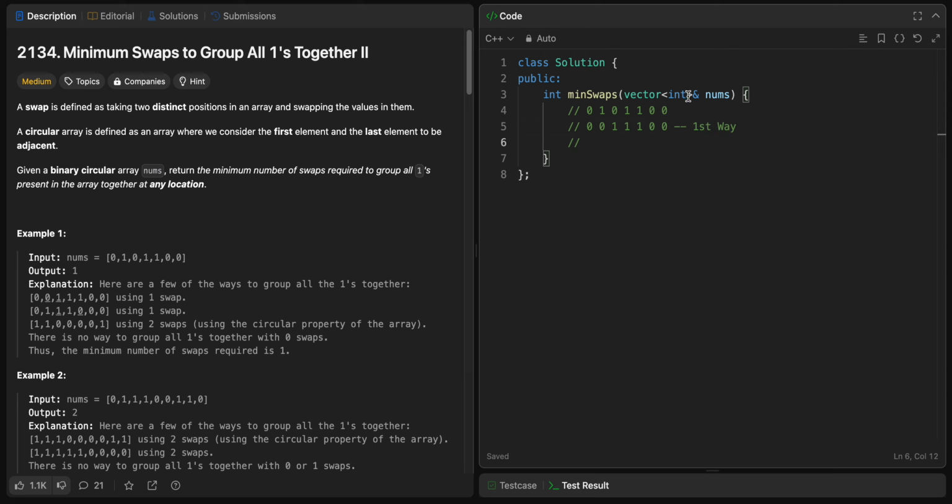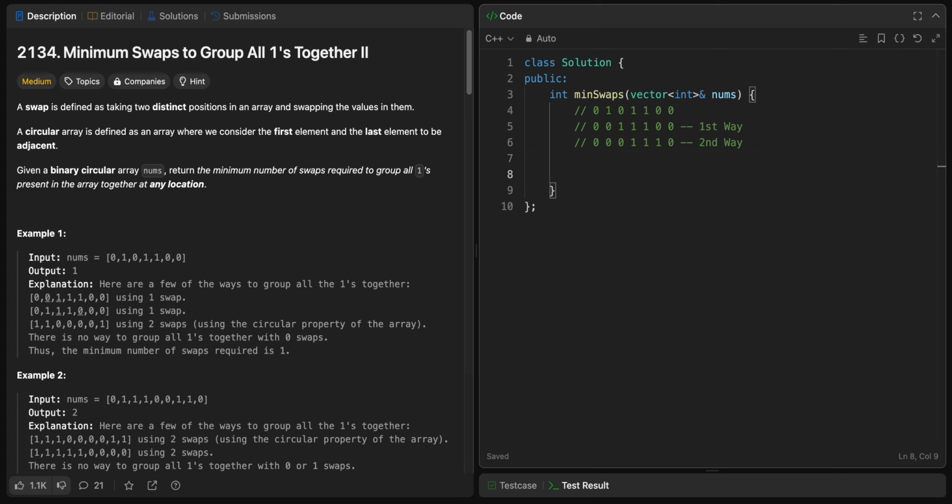In a second way, we could swap this 1 with this 0, because a swap is defined as taking two distant positions, and those positions could be anything, right? So it would again be 0, 0, 0 followed by triple ones and 0. This is the second way. In either of these ways, we get an answer of 1. So the first question's answer would be 1.